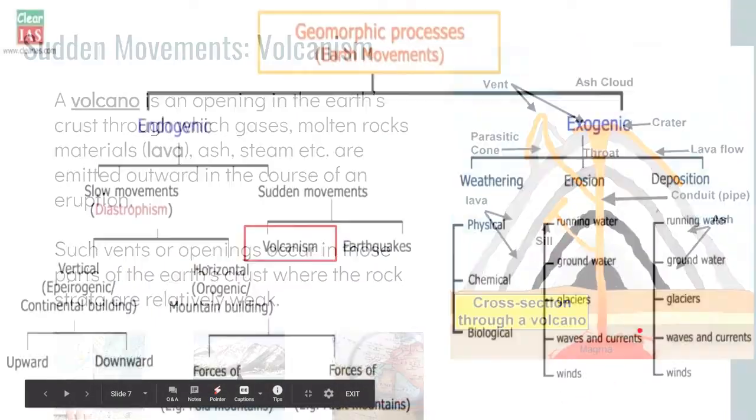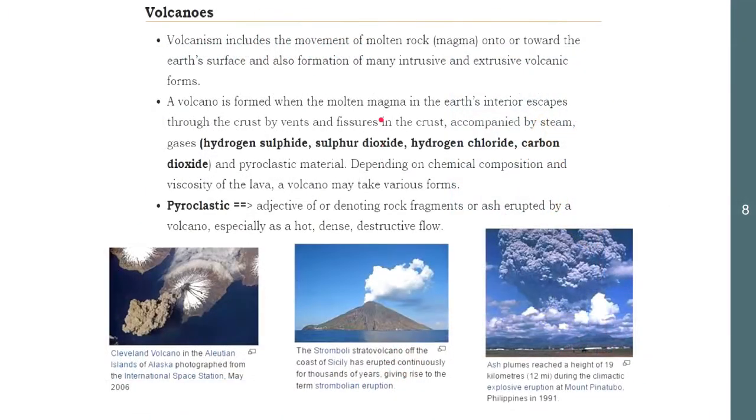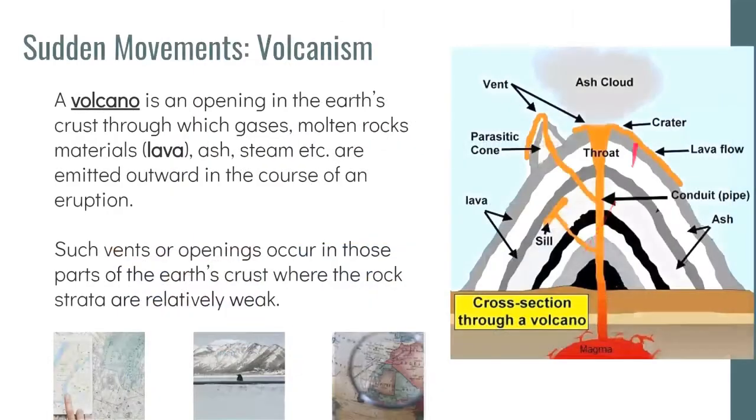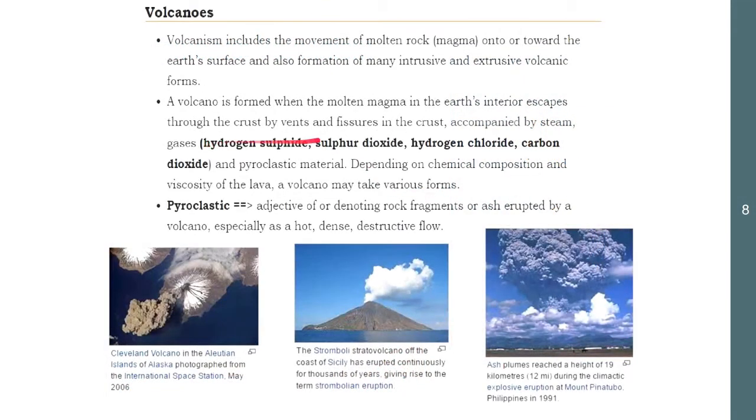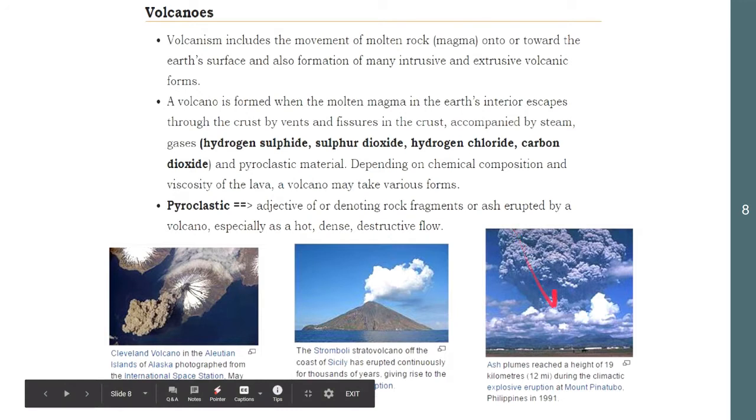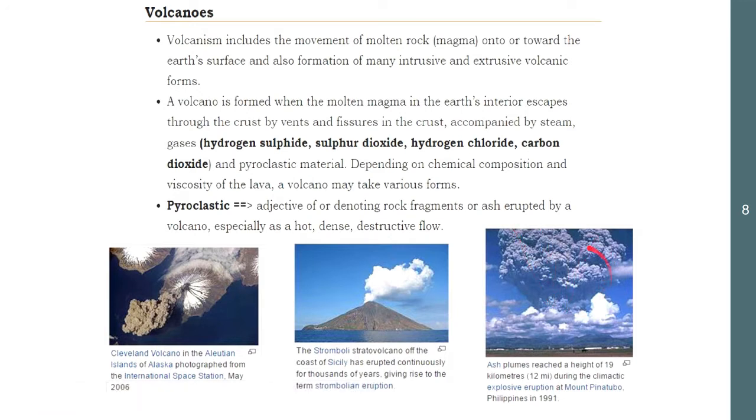So a volcano is formed when a molten magma escapes through the crust or vents, accompanied by steam or gases. So those gases are hydrogen sulfide, sulfur dioxide, hydrogen chloride, carbon dioxide, and pyroclastic materials. So when we say pyroclastic, these are rock fragments or ash erupted by a volcano. So when we say it's a pyroclastic eruption, usually the eruption would contain rock fragments and ashes.